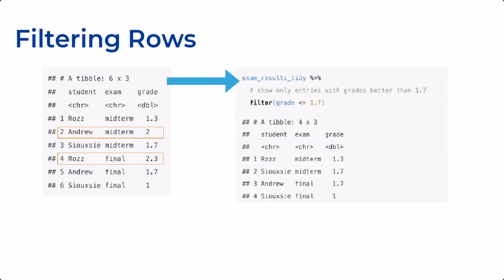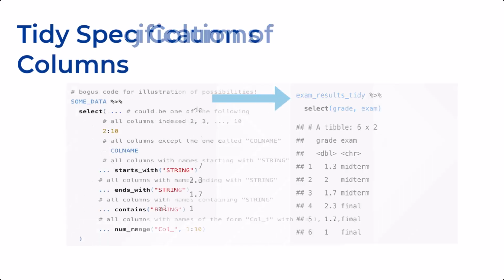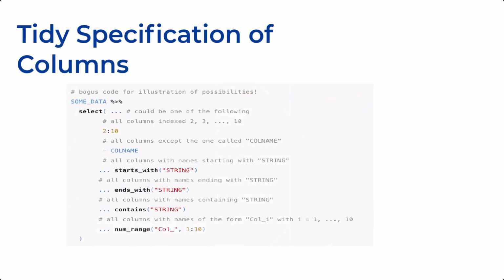Filtering rows. Filtering rows focuses on relevant data. For example, a dataset of grades could be filtered to only include rows where grades are above 1.7. This helps you analyze only the data that meets specific criteria. Selecting columns. Column selection narrows the focus of your analysis. For instance, if your dataset includes extra columns like age or classroom, you can select only exam and grade to streamline your analysis.